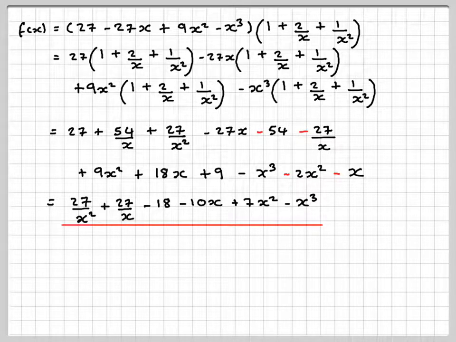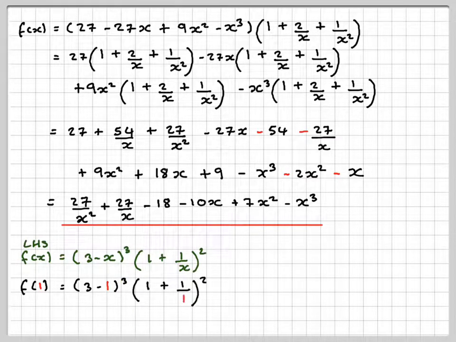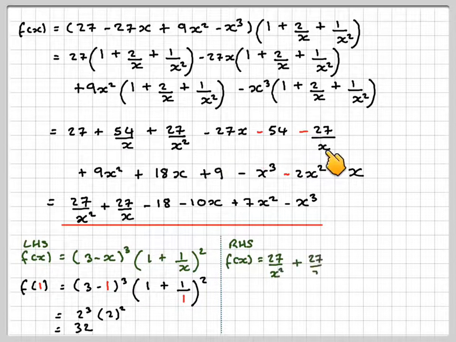Right, we need to verify that's correct. So if we do the left-hand side, f(x) is (3 - x) cubed times (1 + 1/x) squared. For f(1), we replace x with 1. So we've got (3 - 1) cubed times (1 + 1/1) squared. So that becomes 2 cubed, and this becomes 2 squared, and that's 2 to the power of 5, which is 32.